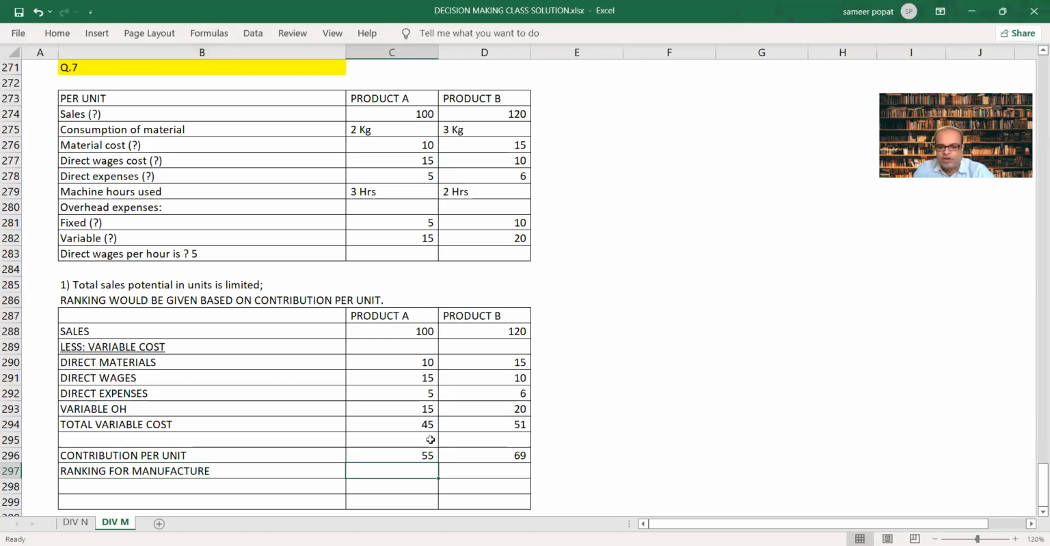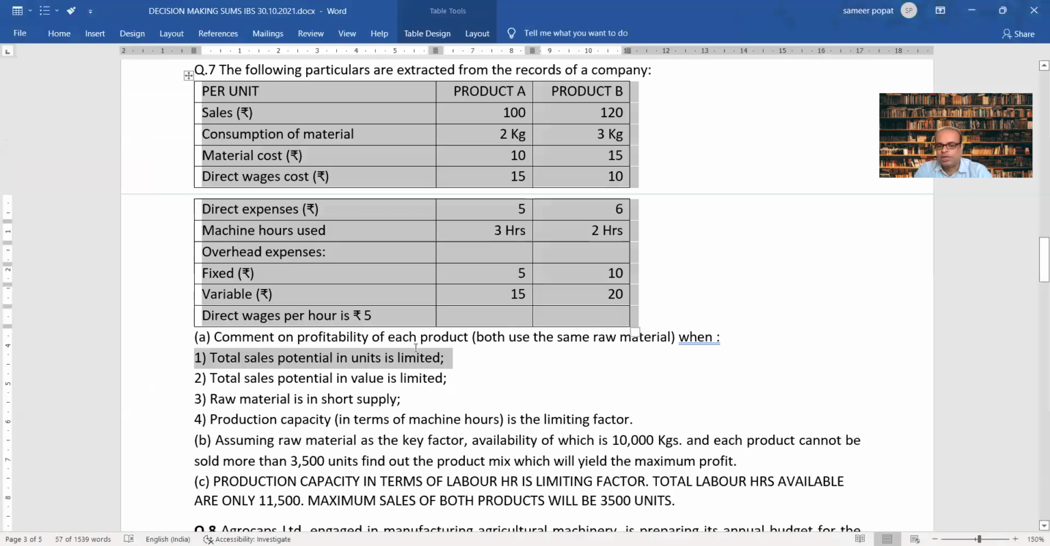So here 55 rupees contribution per unit of A, and here it is 69. Okay, and we need to give rank based on contribution per unit. So highest contribution generating product is product B. So that would be given rank 1 and A will be given rank 2. Okay, so this is the end of our solution for the first question, that is total sales potential in unit is limited.